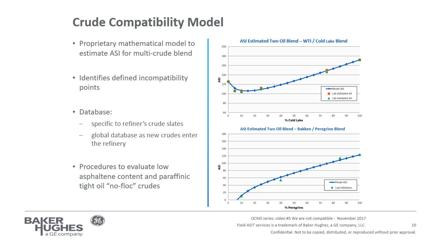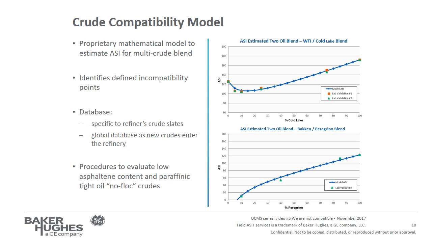The BHGE crude compatibility model is a proprietary mathematical model that can estimate the ASI of a crude blend based upon the ASI values of the individual crudes and some additional crude characteristic values. The example plots depicted are simple two crude blends.